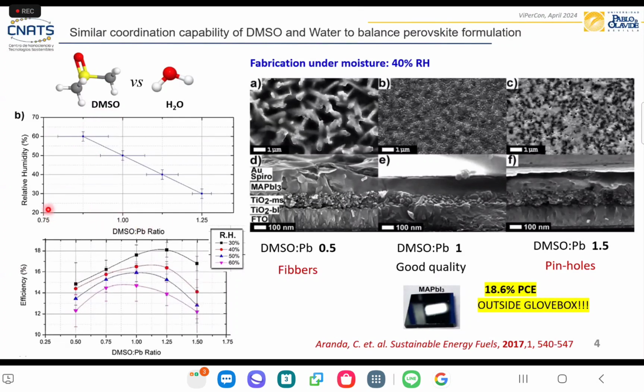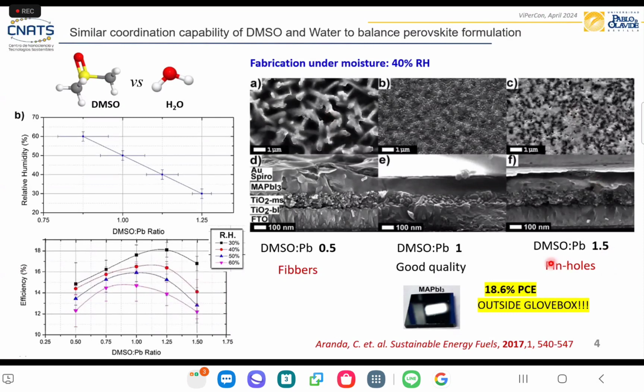And contrary, when we have a very low amount of water in the ambient, then we will need to add a bit more DMSO to be able to coordinate properly the lead atom. As you can see here in the right images, we have the top view and cross-section of the perovskite devices when we add a lower amount of DMSO than we need and a higher amount than we need. So as you can see, when there is a defect of DMSO-lead ratio with 40% of relative humidity, we will produce fiber-like morphology of the perovskite.